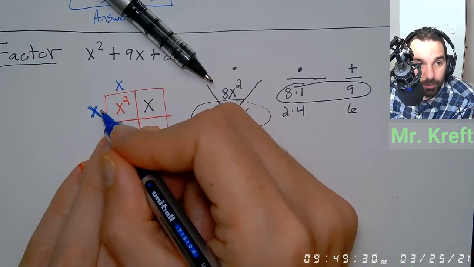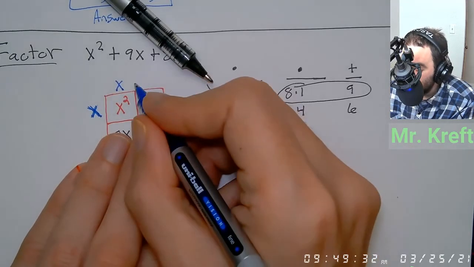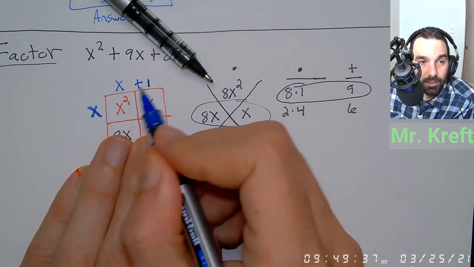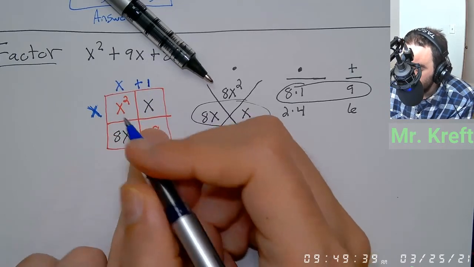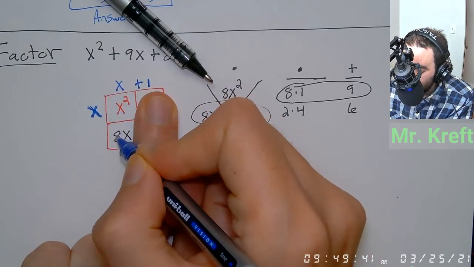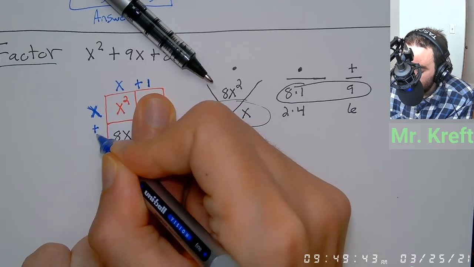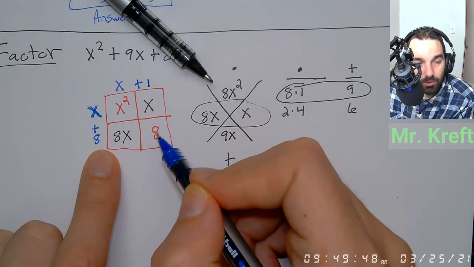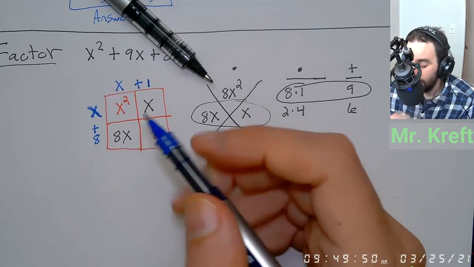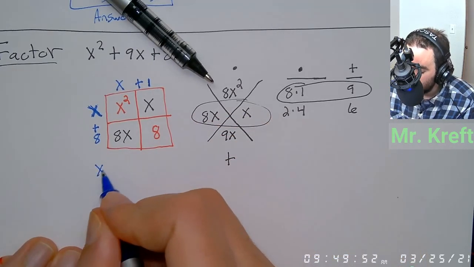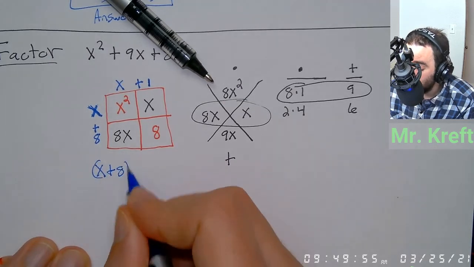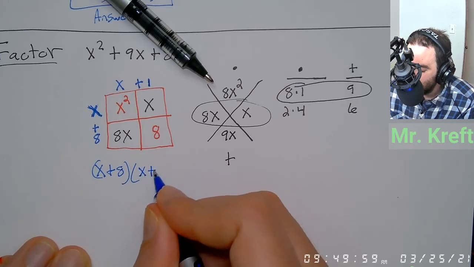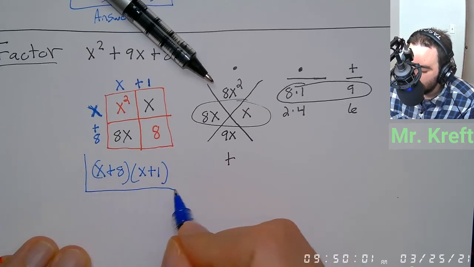And then I think, okay, what times x gives me x? Well, when you multiply by 1, that's when you get x, right? So x times 1. And then what times x gives me 8x? That's a positive 8. And then we just double check. 1 times 8 equals 8. Okay. So my answer is, and again, it doesn't matter the order. I'm switching up the order in my notes on purpose so that you guys see it doesn't matter. Okay, that's our answer.